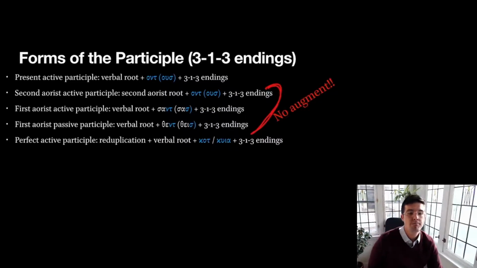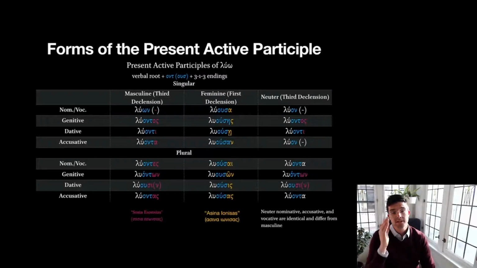And then moving on to the perfect active participle, we have reduplication first. This is the sign of the perfect. Then we have an unmodified or unchanged verbal root. And then we have this kot or kui-a as a sign of the perfect participle, the perfect active participle specifically. And then those third, first, third declension endings added on. So what this looks like when we come to actual paradigms, I'm going to go through each one of these. Let's see, it was five I gave you. So we're going to go through each one of the five very quickly here.